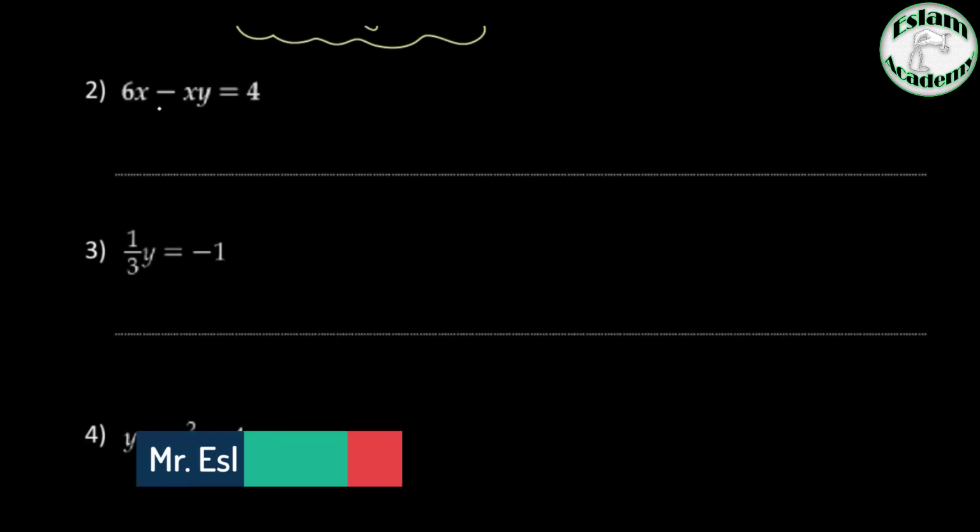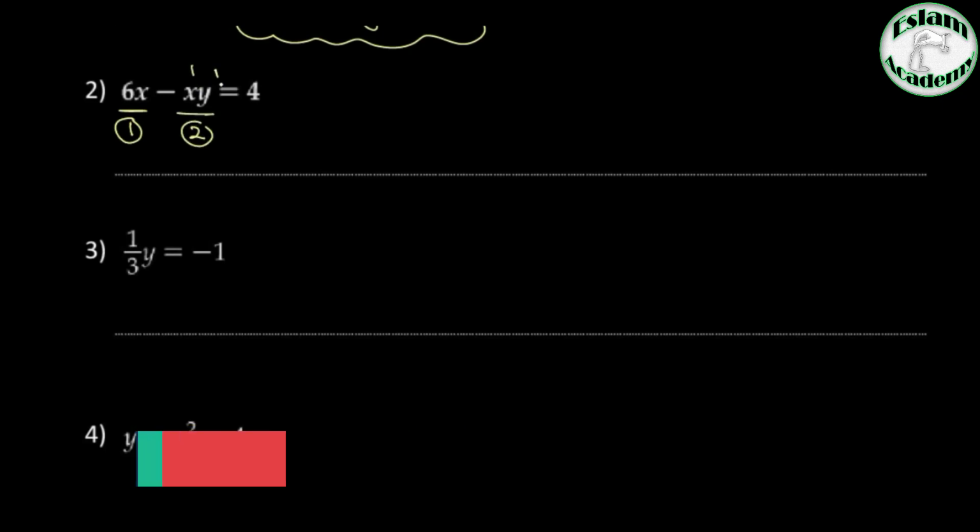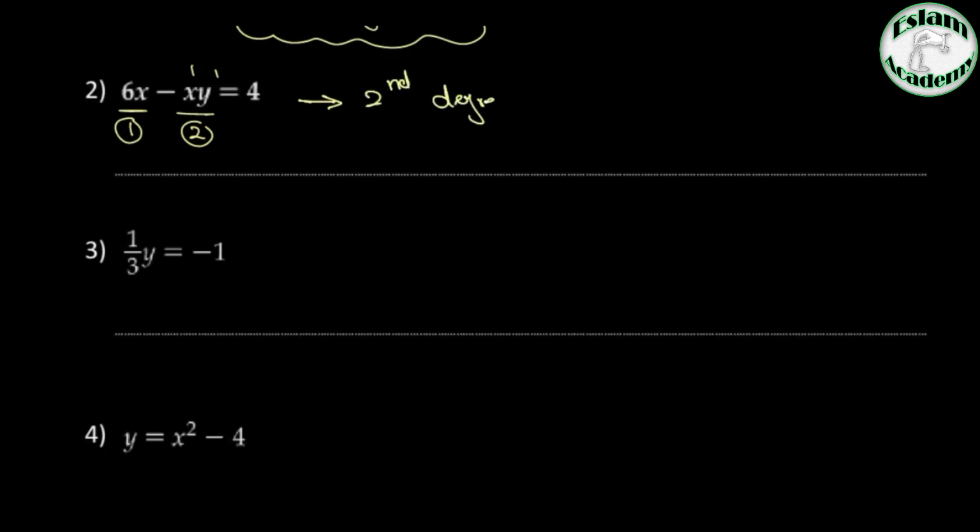Number 2: 6x minus xy equals 4. 6x is of the first degree, but xy is of the second degree, because x is raised to the power 1 and y is raised to the power 1. To find the degree of the term, we need to add all of the powers to make it the power 2. It means this equation is of the second degree. Because we say a linear equation is an equation of the first degree, this equation is not a linear equation.